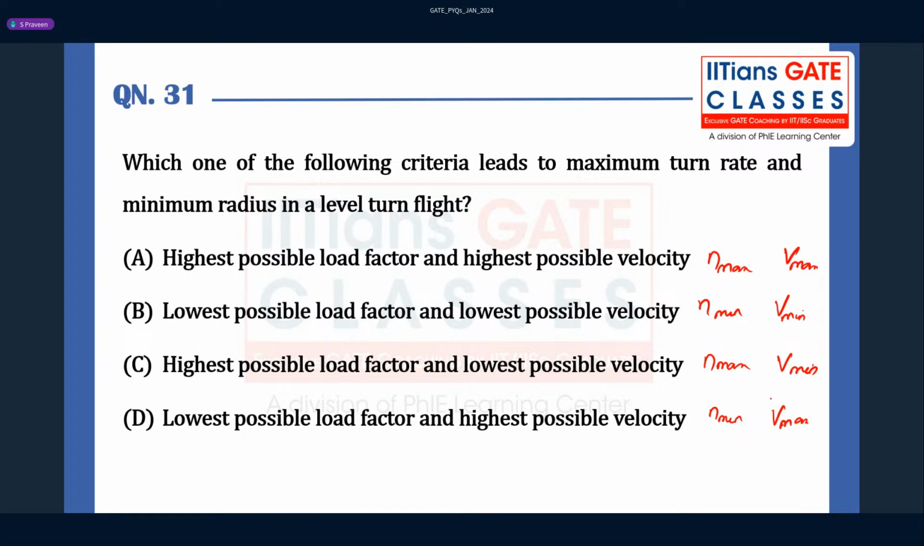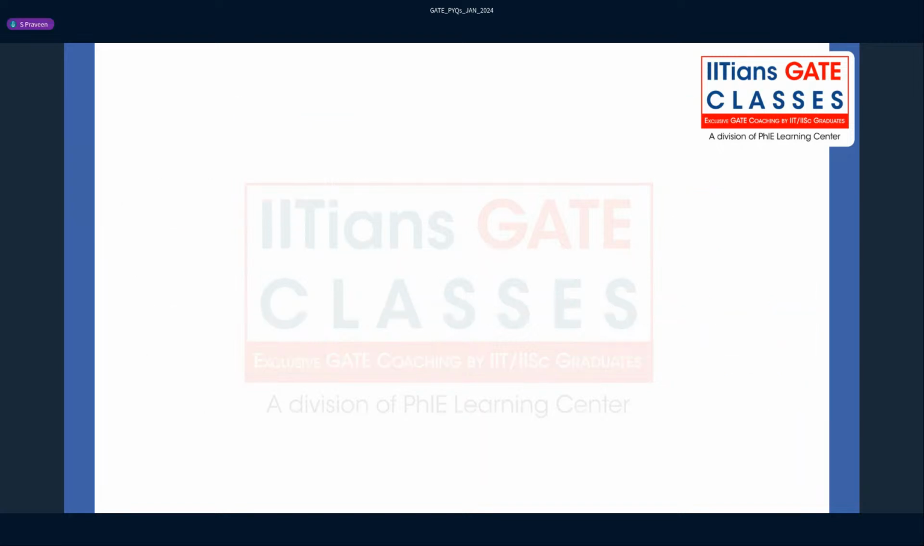So maximum turn rate and minimum turn radius. Let's write out the expression for the turn radius first. R is equal to V square by g under root of N square minus 1. This is the expression for the turn radius.